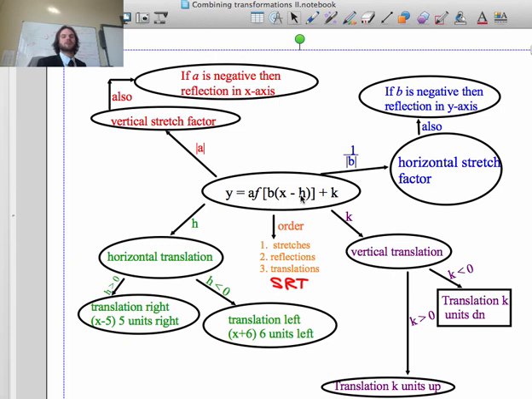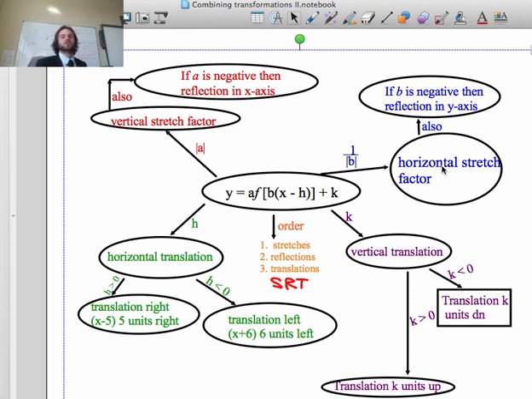Let's look at the h value. So when we subtract, h is the horizontal translation. If h is greater than 0, the translation is to the right. That means x minus 5 is when h is 5 units to the right. If h is less than 0, that would be something like x plus 6, then we are translating it to the left.